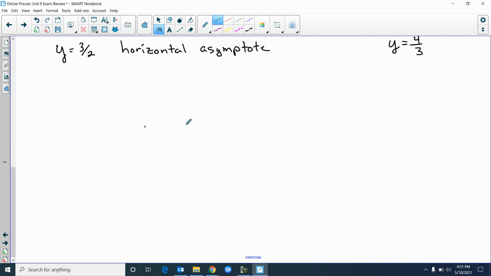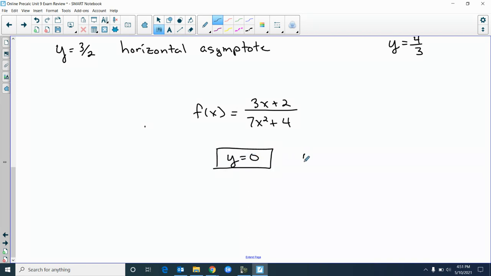If the degree of the numerator is less than the degree of the denominator, automatically your horizontal asymptote is y equals 0. Okay, automatically. We will not worry about, and you probably covered it with oblique asymptotes, but we're not going to worry about when the degree of the numerator is bigger than the degree of the denominator. You will not see that.